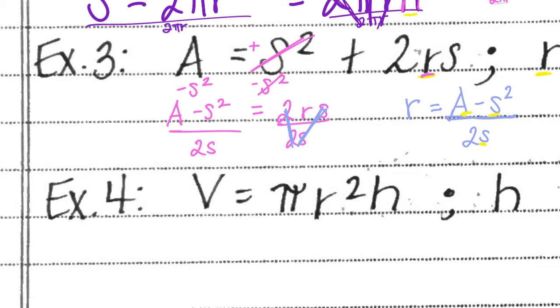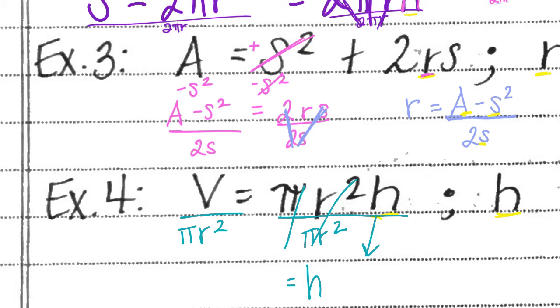All right, continuing on, we're solving for H. How is H connected with pi R squared H? It is being multiplied, so I'm going to divide the whole thing through by pi R squared. What I do to one side, I do to the other. I'll keep the H on the same side this time. H is equal to V over pi R squared.